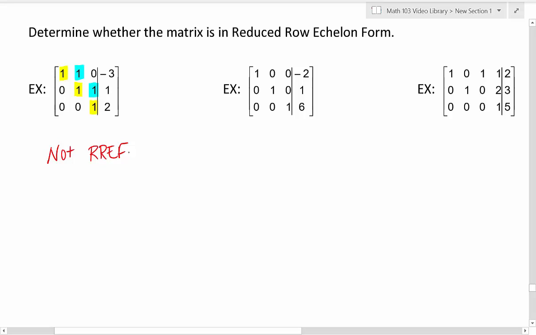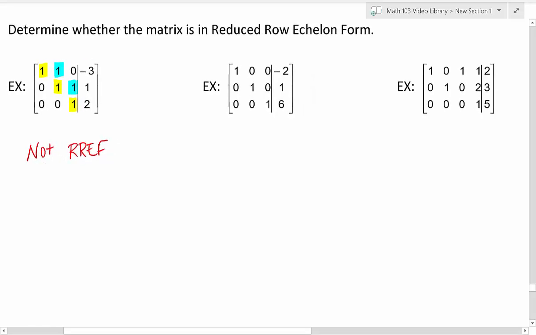Let's take a look at our next one. Characteristic 1 says if there is a zero row, it's at the bottom. Well, we don't have one. Characteristic 2 says the first non-zero entry coming in from the left is a positive 1. Yes. The leading 1 in the row above is farther to the left. Also true. And our fourth characteristic states that above and below all of our leading 1s must be all zeros. That is the case in this matrix. Therefore, it is in reduced row echelon form.